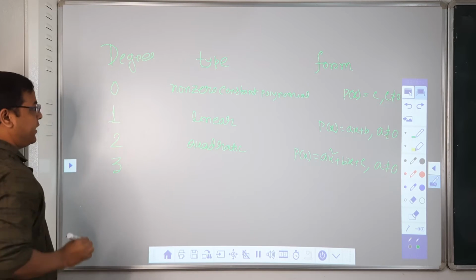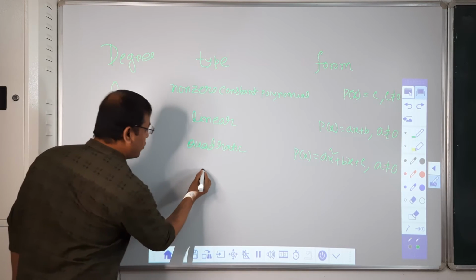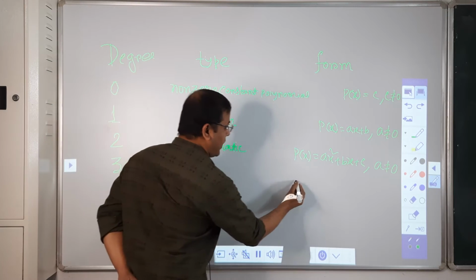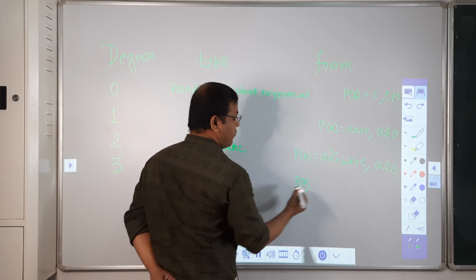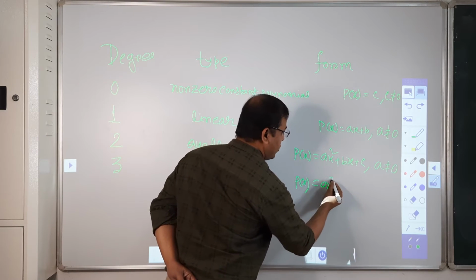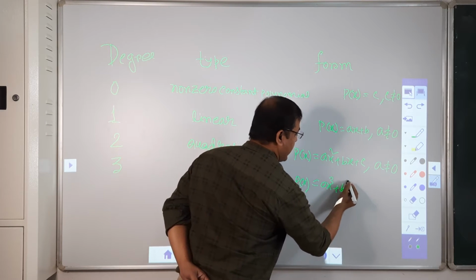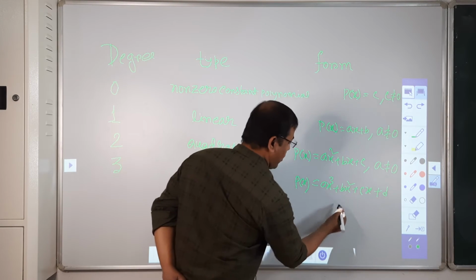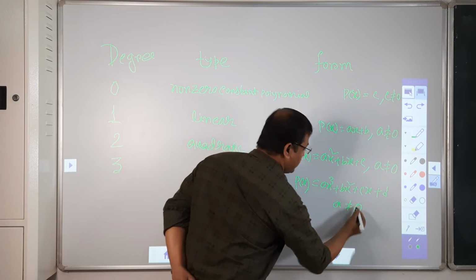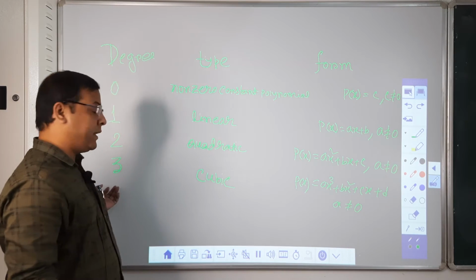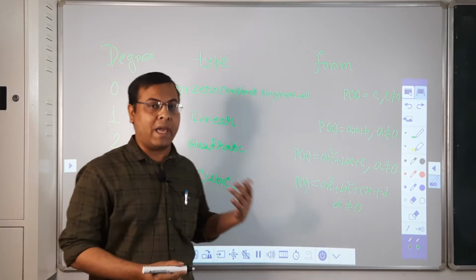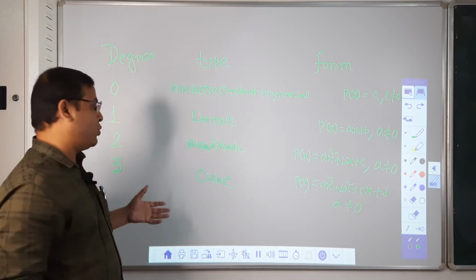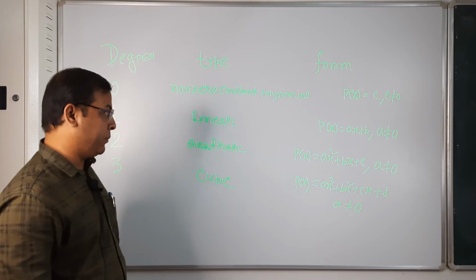Similarly, if the degree of the polynomial is 3, then this is called a cubic polynomial. And what is the form of a cubic polynomial? The form of a cubic polynomial is ax cube plus bx square plus cx plus d, where a is not equal to 0, and so on. When the degree is 4, then this is called a biquadratic polynomial. So these are the types of polynomial on the basis of degree.